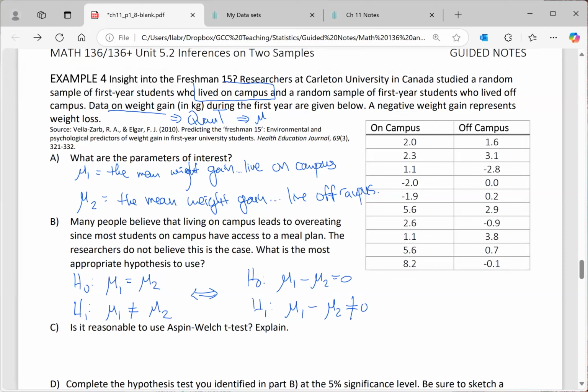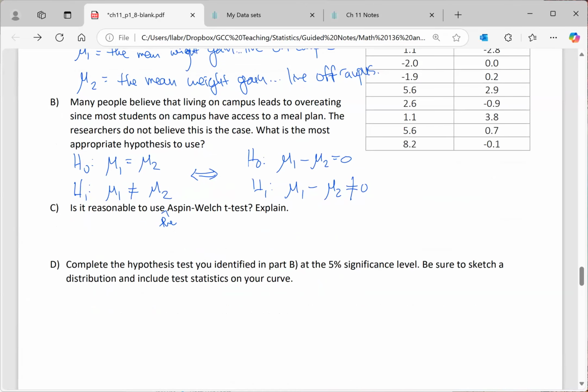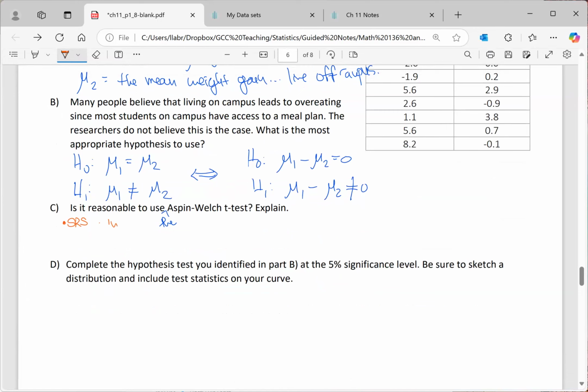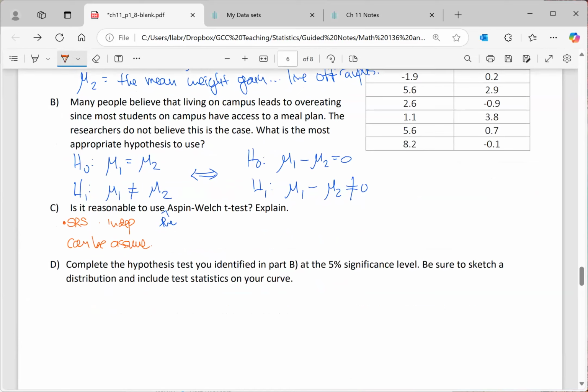All right, next part. Is it reasonable to use the Aspin-Welch t-test? Now, remember, the Aspin-Welch t-test is the approximation essentially replacing the population standard deviation with the sample standard deviation. And the requirements are essentially the same. We just need to go ahead and check, are the requirements satisfied? Do we have a big enough sample size, or is my population normal? So obviously I'm going to say SRS and independence are more or less a given for each group, but then the shape is not.